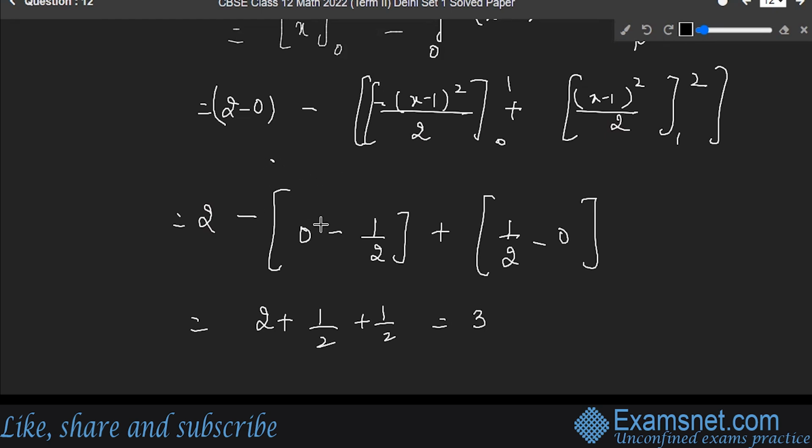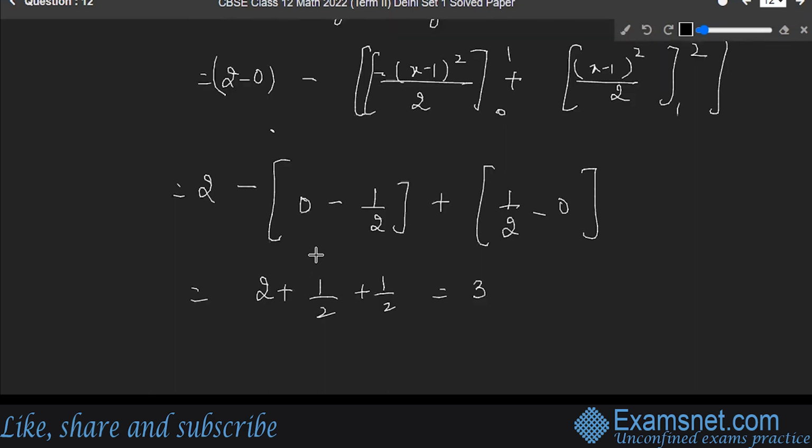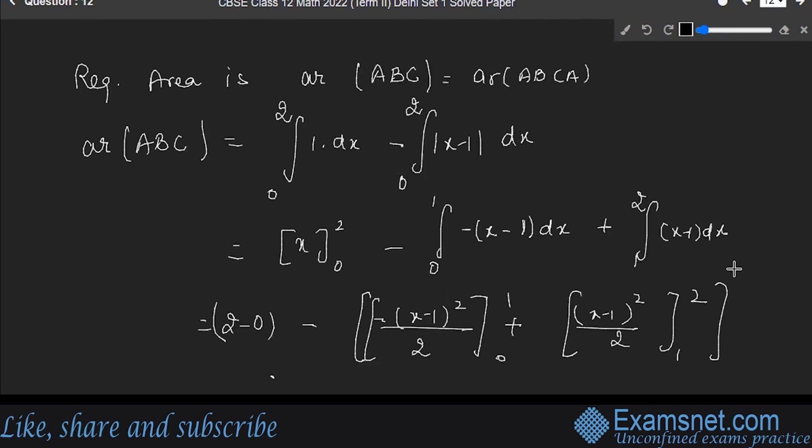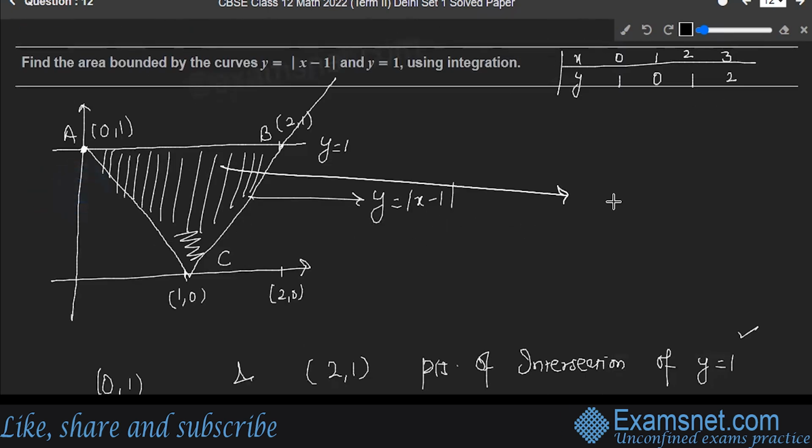Here is some minus problem. Wait, let me check. So this is equal to minus was here and this minus, correct? Yeah, okay. So now this becomes two minus 1/2 plus 1/2, which is equal to 1. Okay, so this is the answer to the question. The area of the shaded portion is 1 square units. Hope you understood.